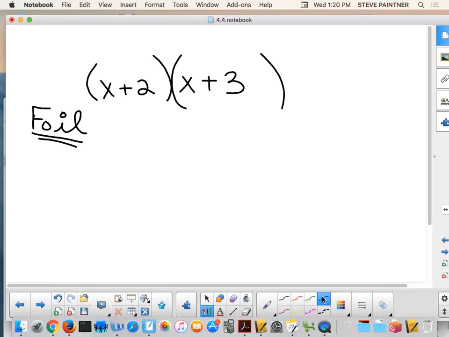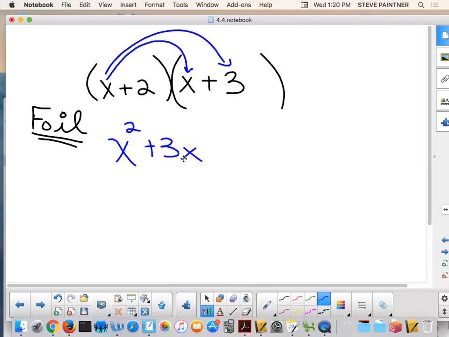Okay. Either you're done or you're still working on it. Adrian, how did you do it? I just like x by x, then x by 3, like draw the arrows over. Okay, x times x is x squared. Then x times 3, so 3x. Plus 2x, inner times inner. And then 3 times 2 equals 6. Okay, 2 times 3 is 6.